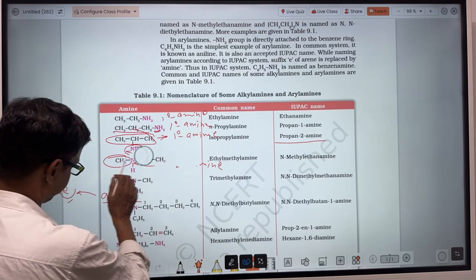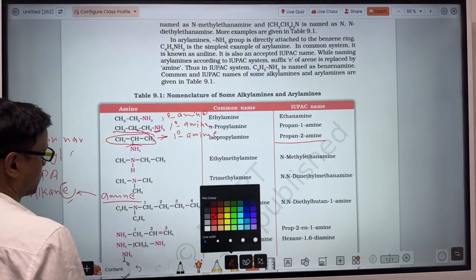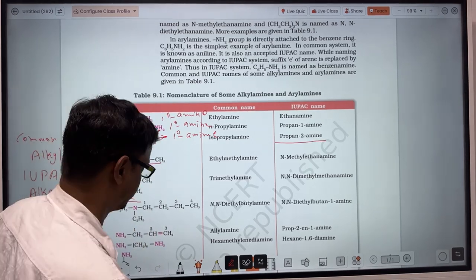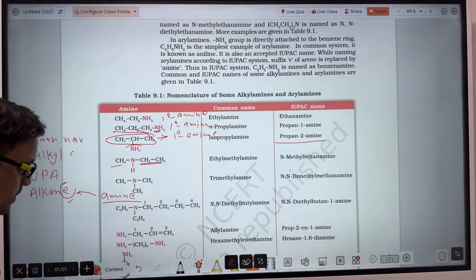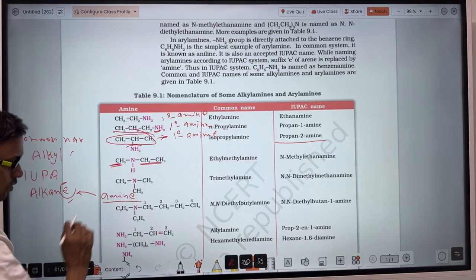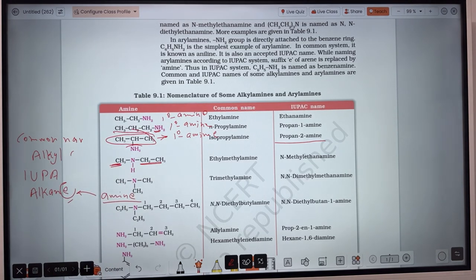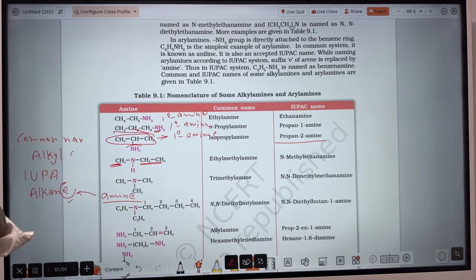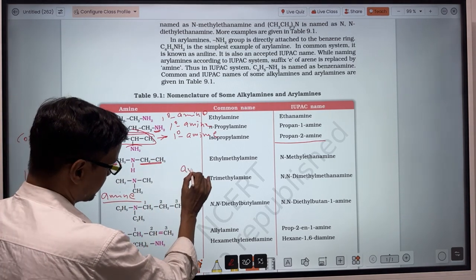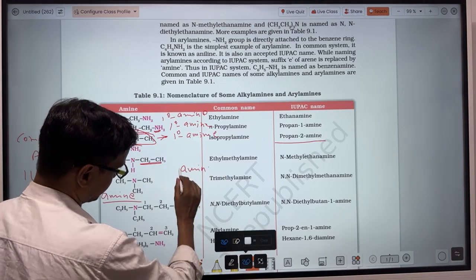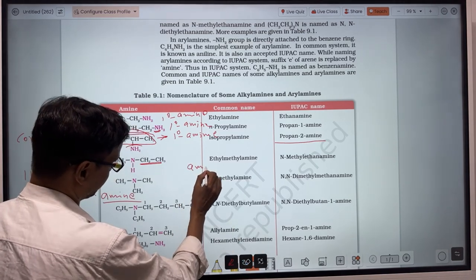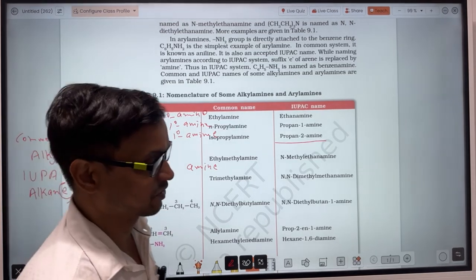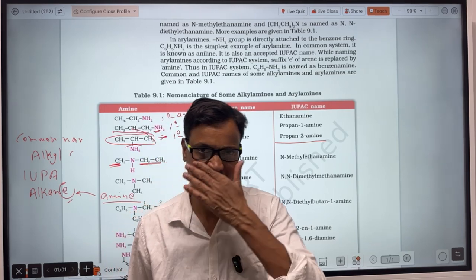Now, how to write the IUPAC name? During the IUPAC name, firstly we will have to consider the length of the alkyl group. This alkyl group is of 2 carbons and this alkyl group is of only 1 carbon. We will use the suffix amine in the alkyl group which is longest, provided that there is no other functional group.